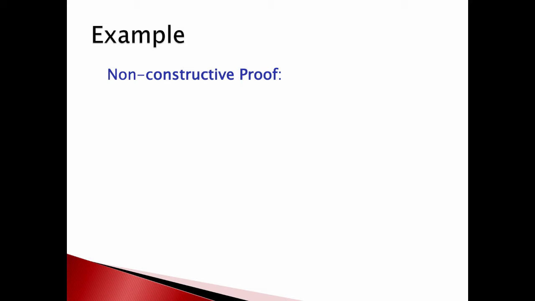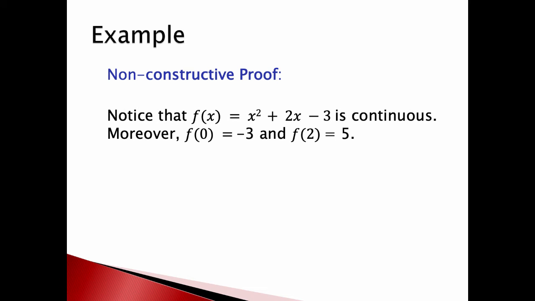But some of the most important theorems in mathematics have non-constructive proofs. In other words, the thing that they're claiming exists, they just prove that it exists. They don't give you a recipe for how to find it. So here's an example. Let's go back to our function, x squared plus 2x minus 3.